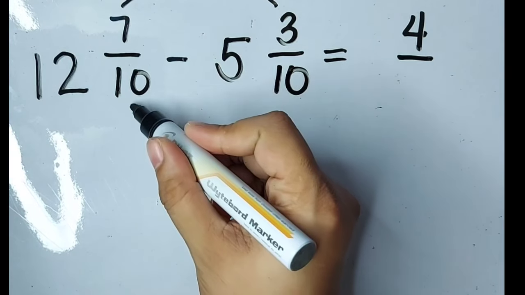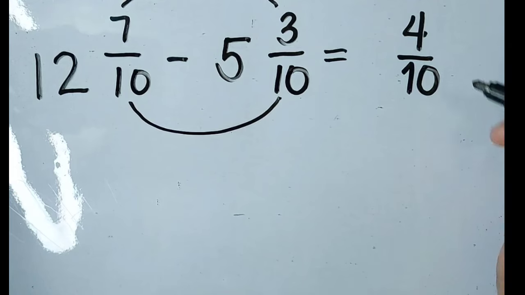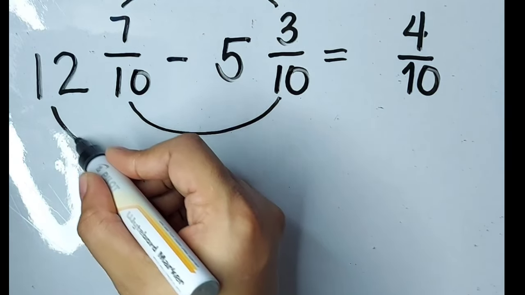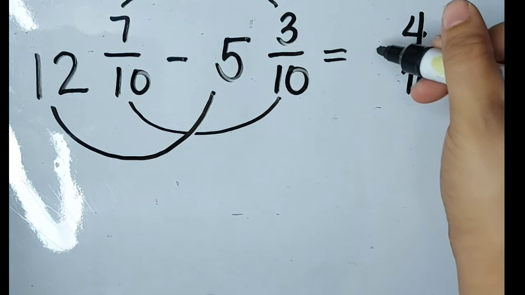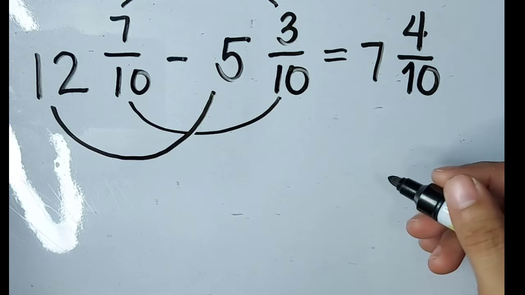Since we have a common denominator of 10, let's just copy 10. And then, let's subtract the whole numbers. 12 minus 5 is equal to 7. So, 4 and 10 have a greatest common factor of 2. So, let's simplify our answer.